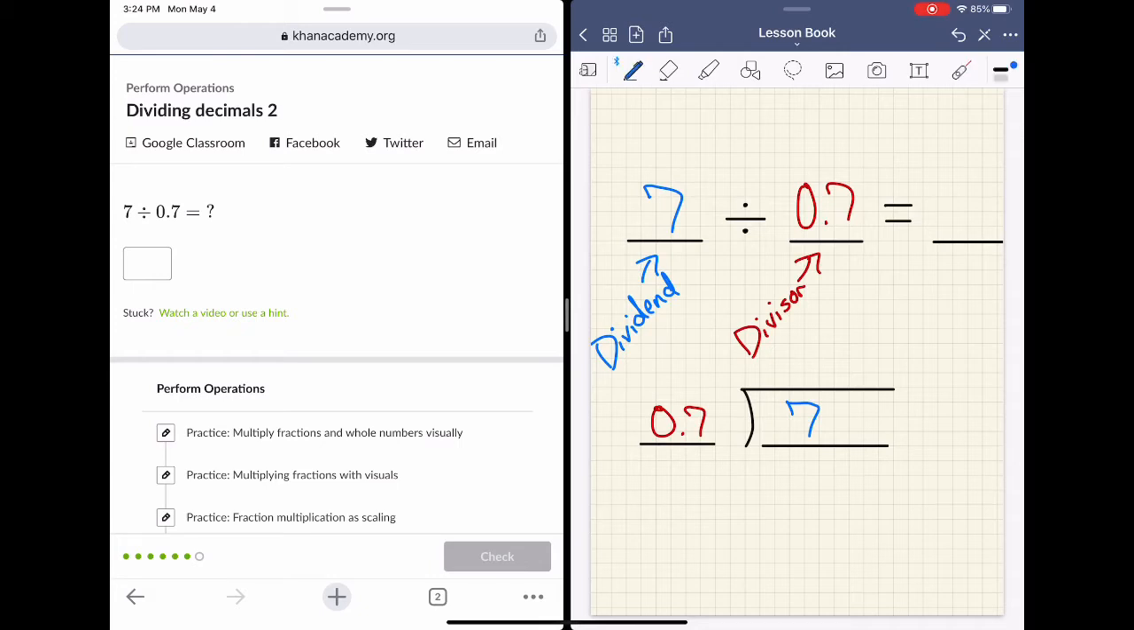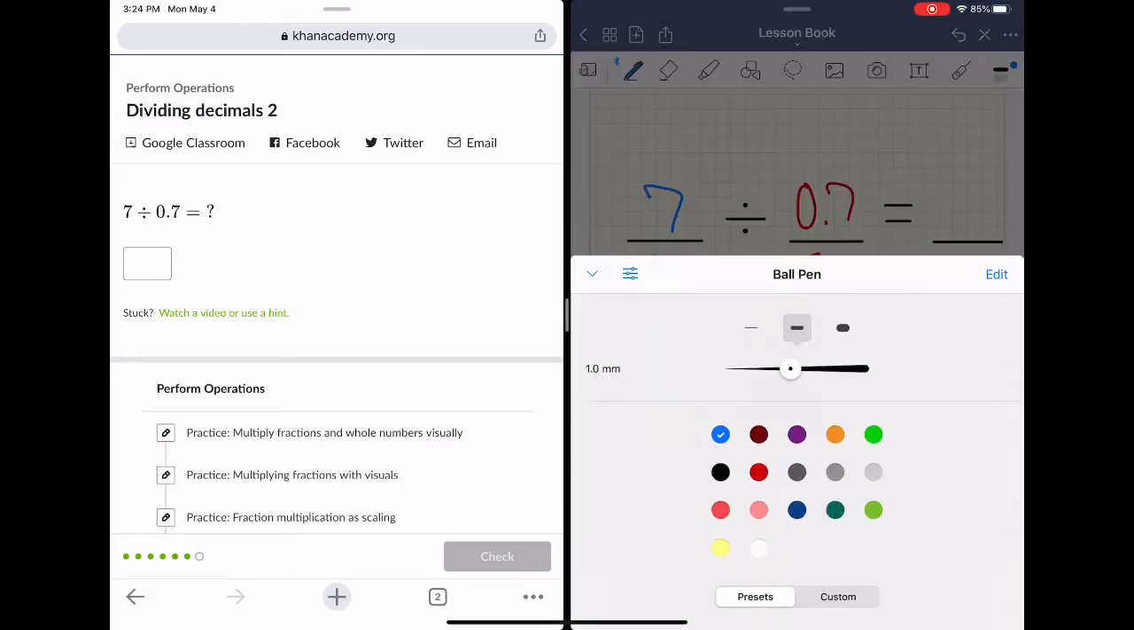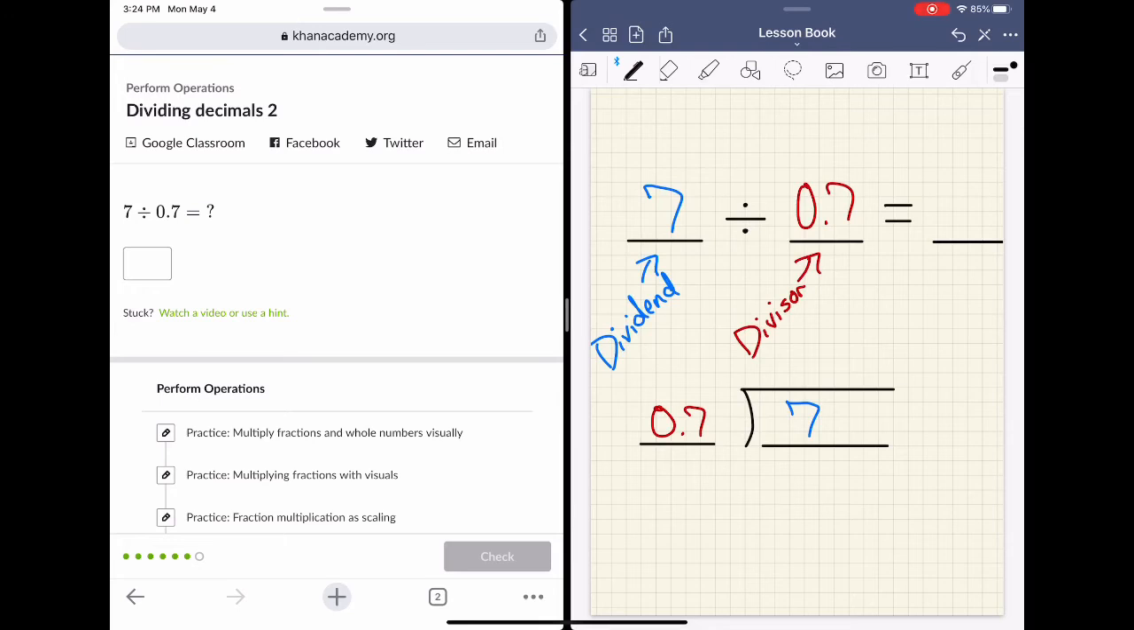How do we do that? We multiply both sides by 10, or however many places we need to move the decimal. For example, if the decimal was over here, we would need to multiply it by 100 because we would need to move it 2 places. But in this case, we only multiply by 10 because we only need to move that decimal 1 place to the right. What we do to the divisor, we must also do to the dividend.